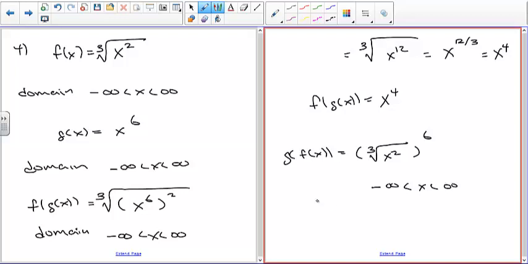The domain of the composite function is all real numbers. And then I can simplify this. The way you would do that is you rewrite this as x to the 2/3 raised to the 6th power. So that's x to the 2/3 times 6, which is x to the 4th. So you get the same function. Here f of g of x equals x to the 4th, and g of f of x equals x to the 4th. They also have the same domain.